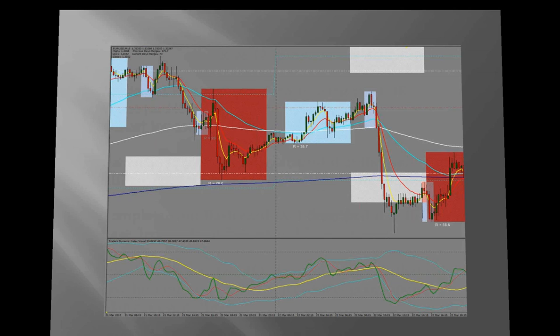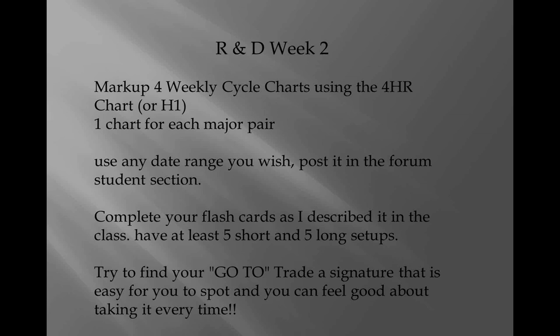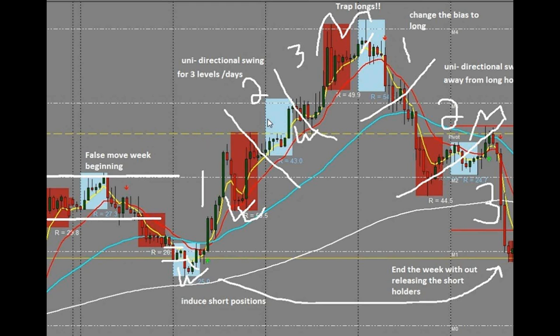Okay, so let's discuss week 2. Week 2, Steve asked us to mark up 4 weekly cycle charts using either the 4-hour chart or the hourly, one for each major pair. You can use any date range that you wish. Please post it in the forum student section. You also needed to complete your flashcards as he described them in the class. We just covered that, 5 short, 5 long. And then also start to identify your go-to or your signature trade, something that you spotted and you take. That's easy for you to see.